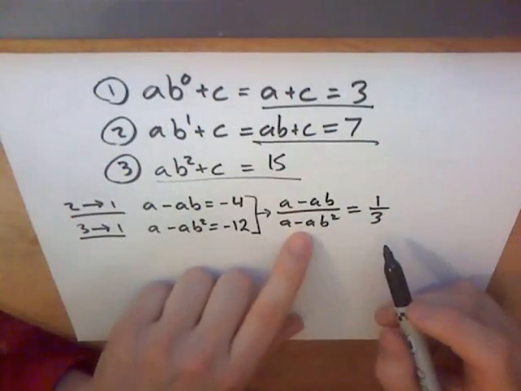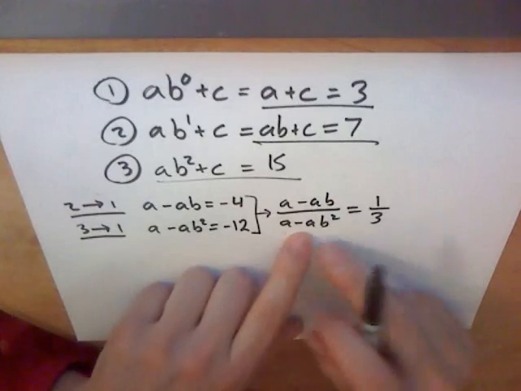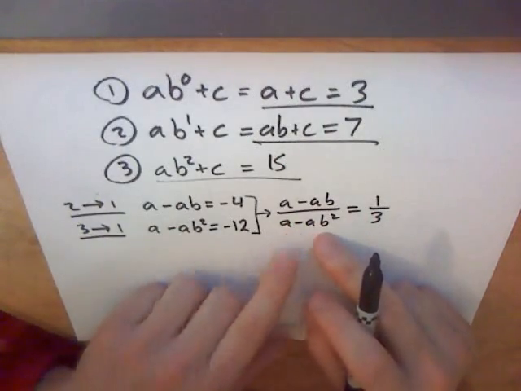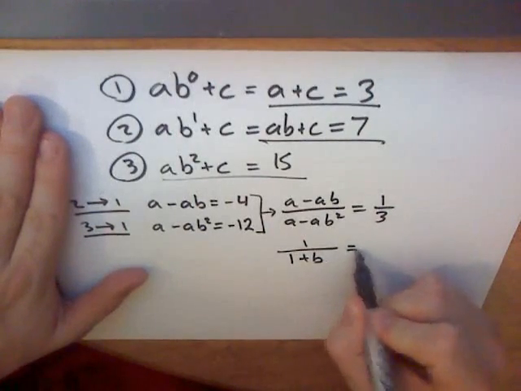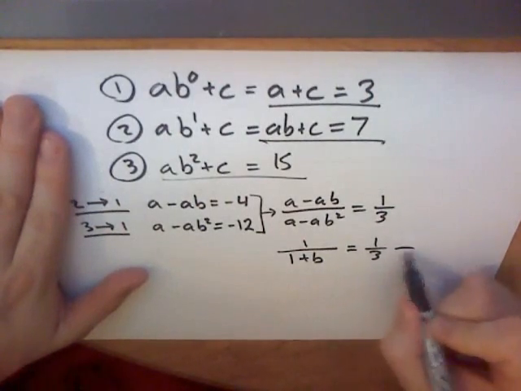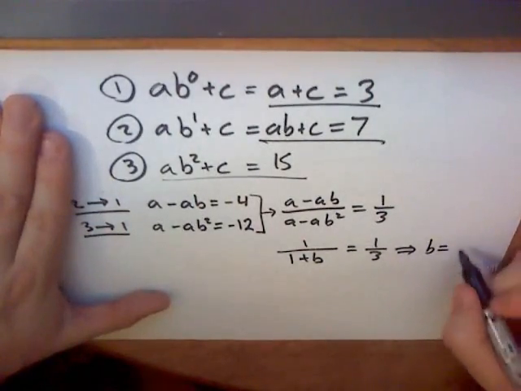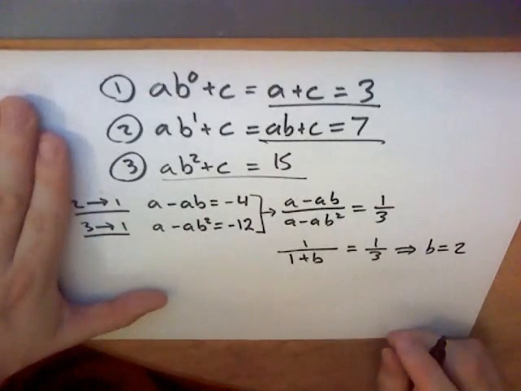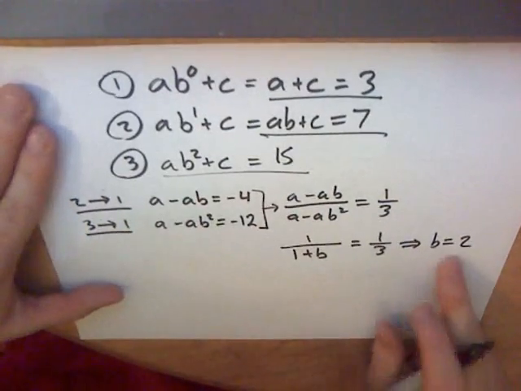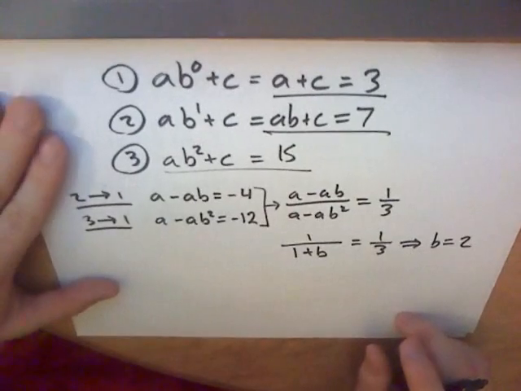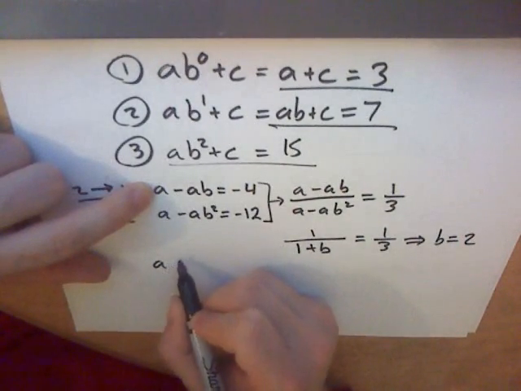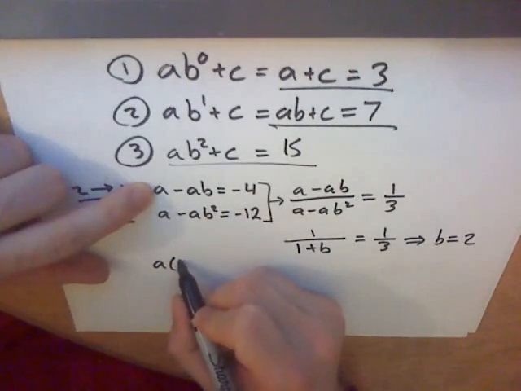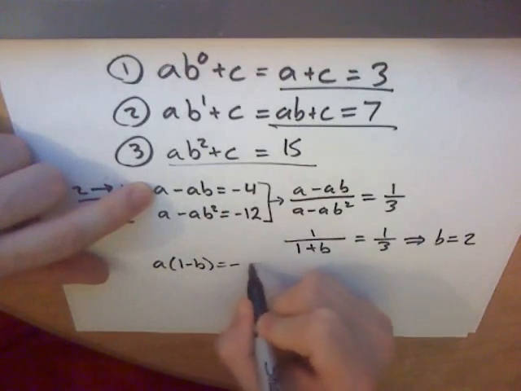Here the a's cancel, and you can use difference of squares down below. What you're left with is 1 over 1 plus b equal to 1/3, which implies that b is equal to 2. So b equals 2 is what we expected. Going back to this equation here, when we pull the a out, a times 1 minus b is equal to -4.